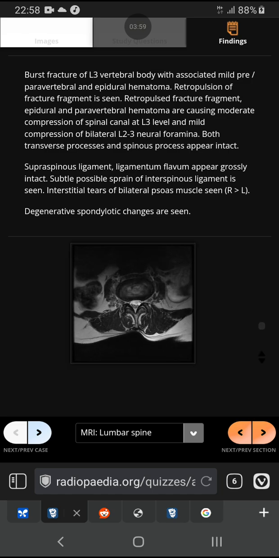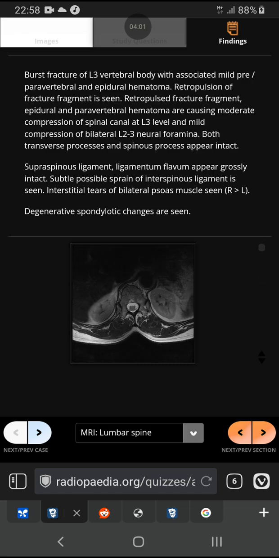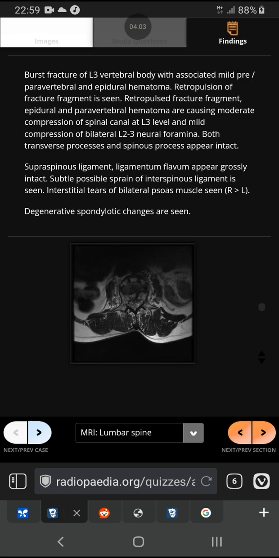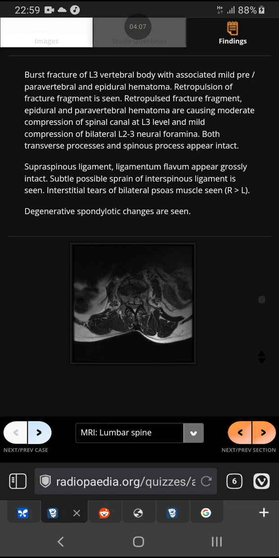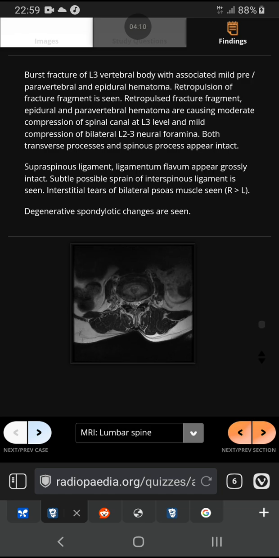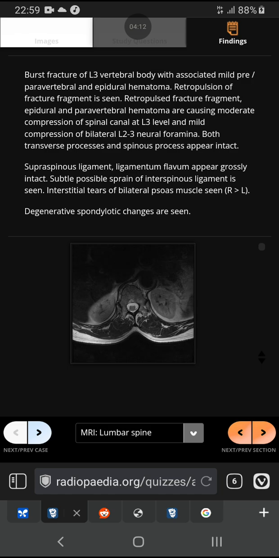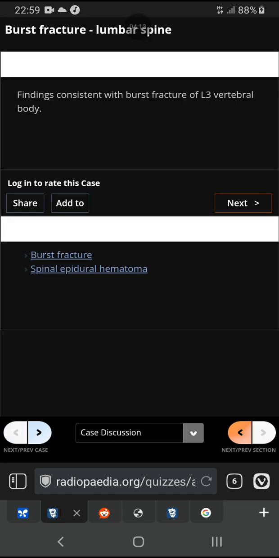So this is a burst fracture. This is, of course, trauma. I should have thought about burst fracture. This is just a burst fracture of the vertebra. That's it. Findings consistent with the burst fracture of L3 vertebral body. There is also hematoma there.